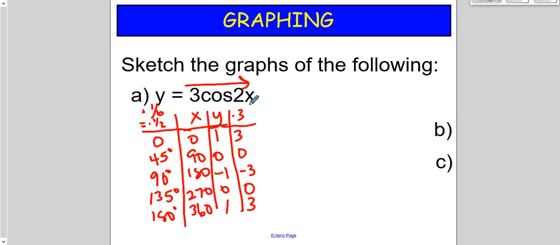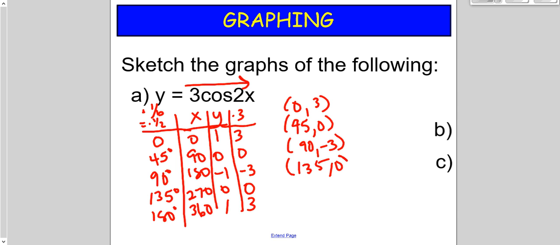The way I like to think about it, this 2 just means I can put 2 full cycles in a 360-degree period. And if I can put 2 full cycles in a 360-degree period, that means 1 cycle must be able to fit into 180 degrees. Okay, so now I have my points: 0, 3; 45, 0; 90, -3; 135, 0; 180, 3.